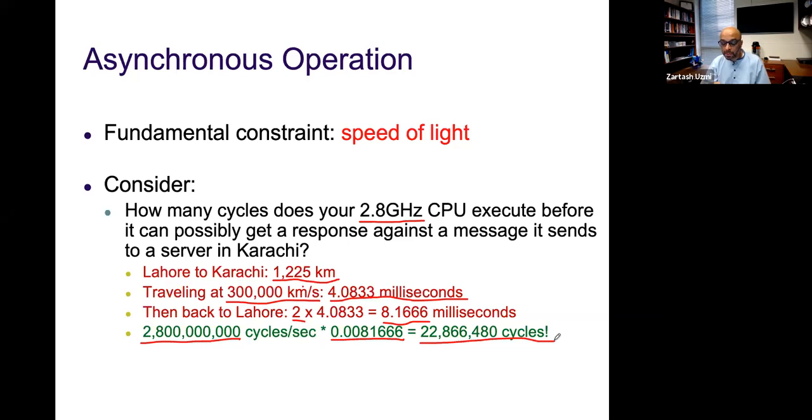Meanwhile, your CPU has executed 22 million cycles. 22 million cycles. That's enormous. You can do a lot of things in 22 million cycles.